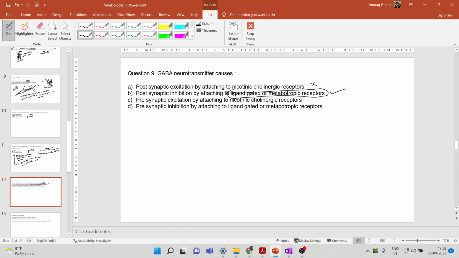These are the receptors that are involved. As for presynaptic, the GABA neurotransmitter does not have anything to do with presynaptic. So these two options are anyways eliminated. So the answer is B.